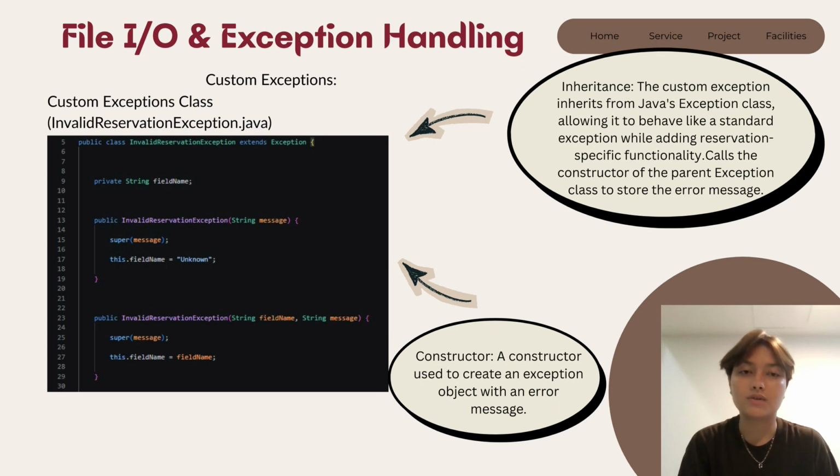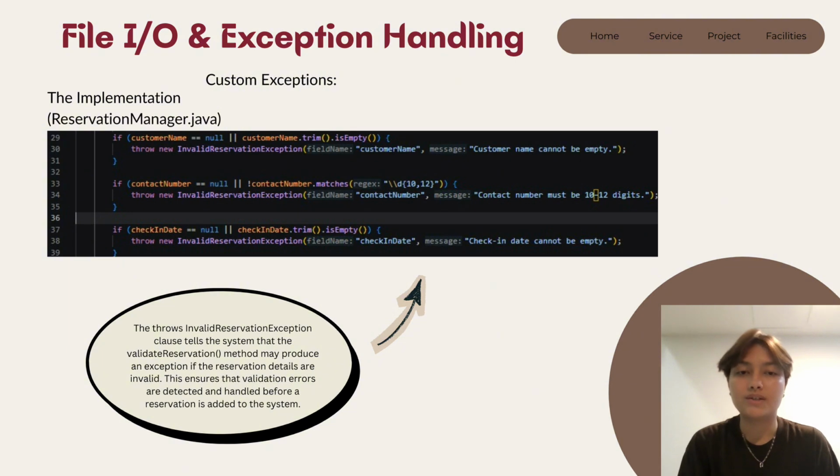The throws clause is used in the validateReservation method to indicate that this method may generate an InvalidReservationException if any of the input data is invalid. This ensures that validation errors are passed to the calling method for handling. The throw keyword is used inside the validation method to manually trigger the exception when invalid data is detected, such as when the customer name is empty.